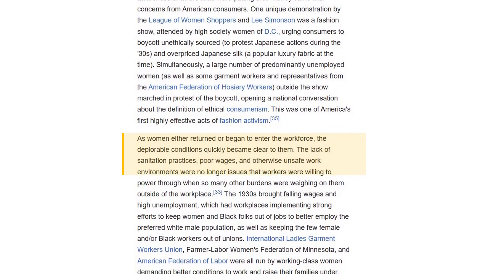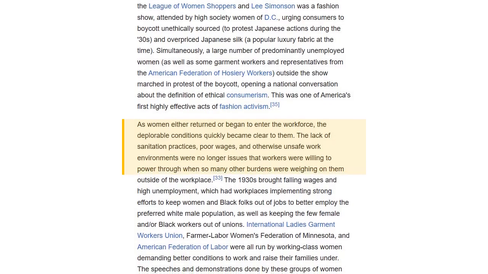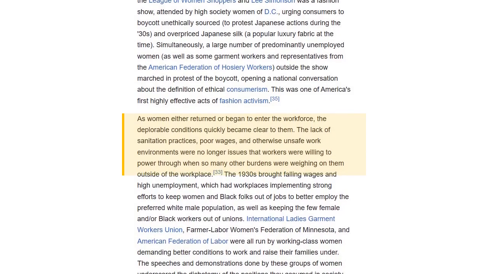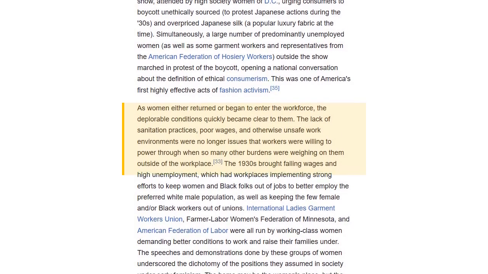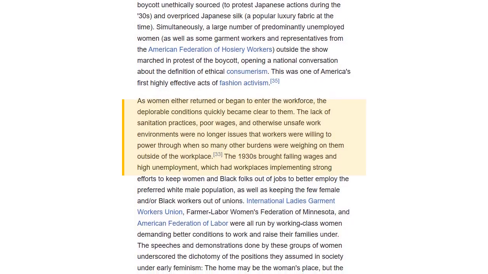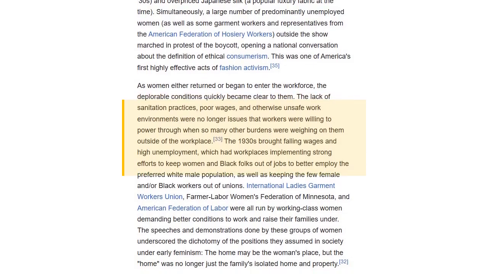As women either returned or began to enter the workforce, the deplorable conditions quickly became clear to them. The lack of sanitation practices, poor wages, and otherwise unsafe work environments were no longer issues that workers were willing to power through when so many other burdens were weighing on them outside of the workplace.